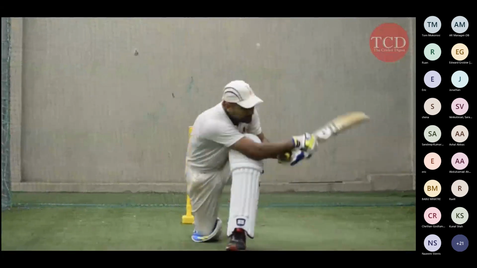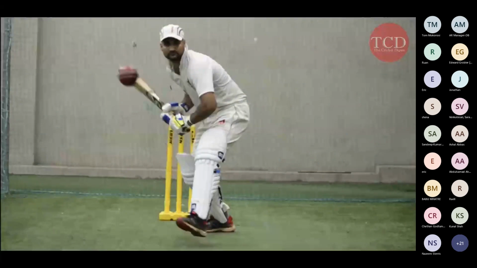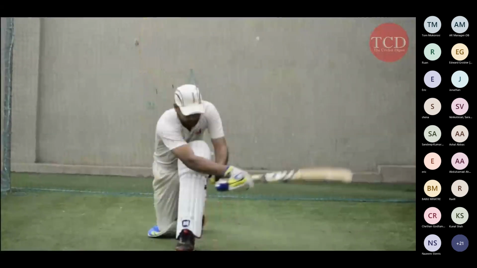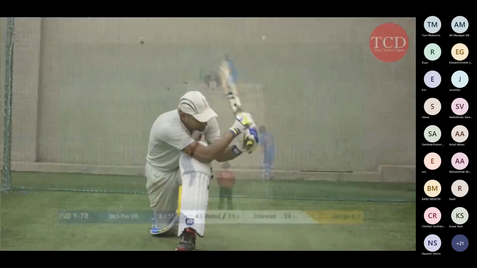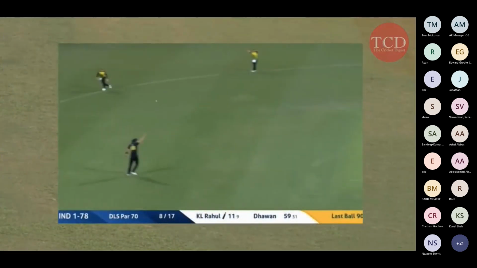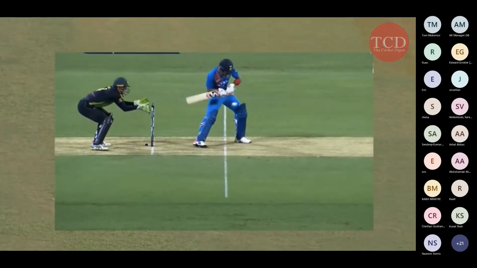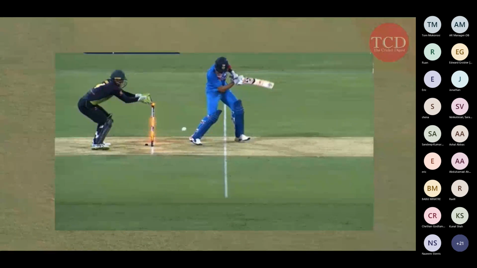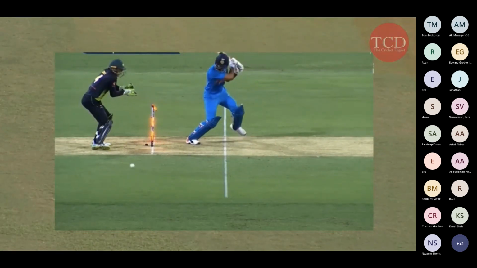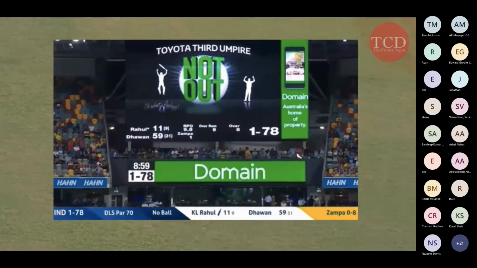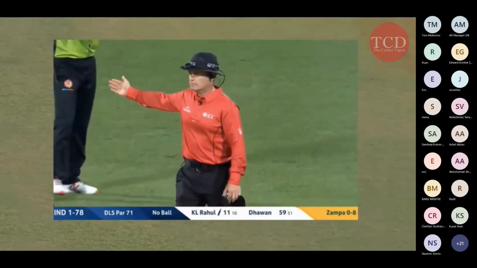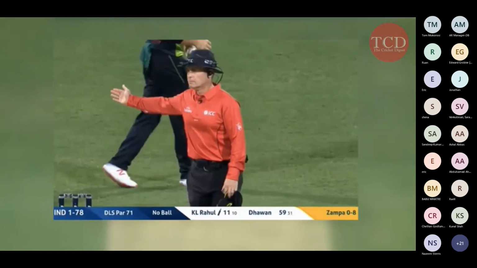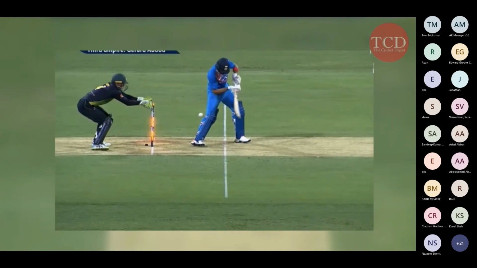First, let's watch a footage from the T20 match between India and Australia, which happened on 21st of November 2018. Australian wicketkeeper Alex Carey ends up touching the stumps before the ball reaches him. And after referring to the third umpire, it was declared a no ball. So what do you guys think about it? It's a no ball because he touched the stumps? Well, let's find out.